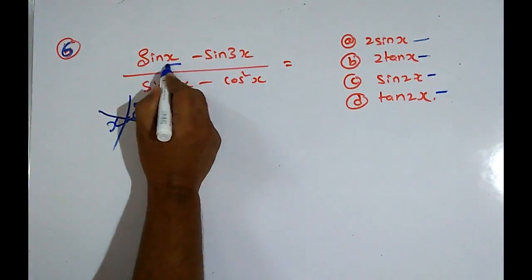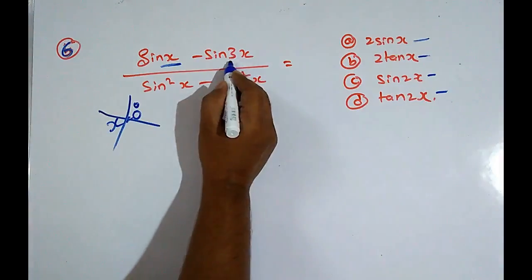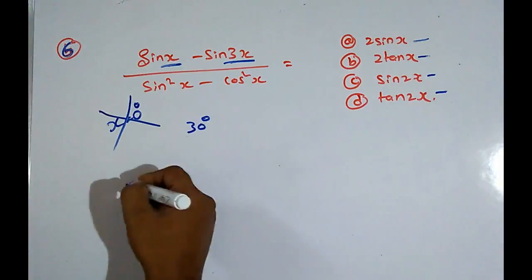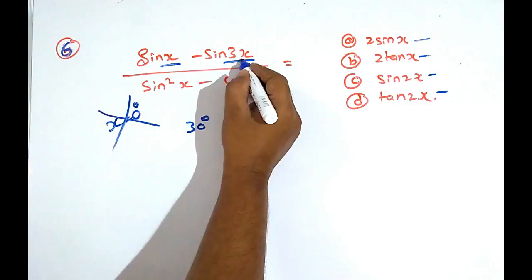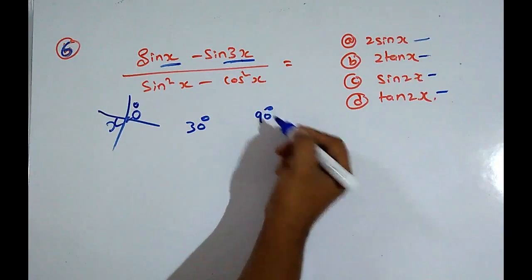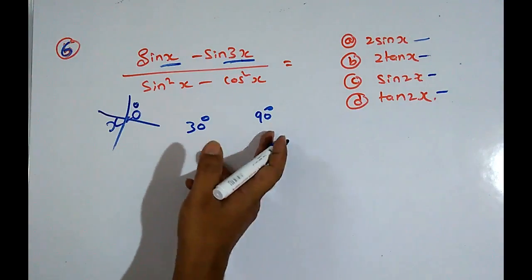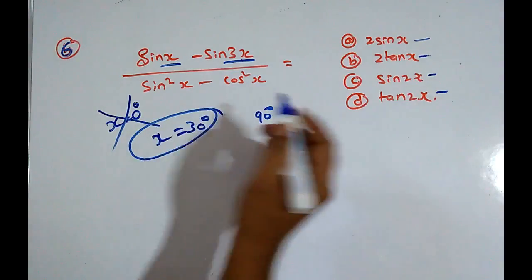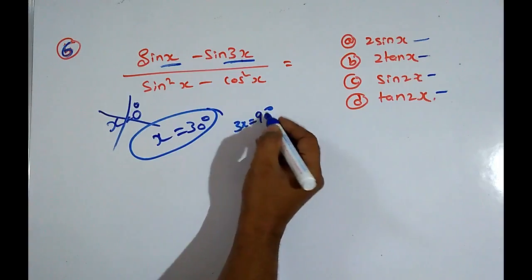See here, we have x and we have 3x, friends. Suppose we take x equal to 30 degrees. For sine 3x we can substitute 90 degrees, for which the values are known. So we take x equal to 30 degrees, 3x equal to 90 degrees.